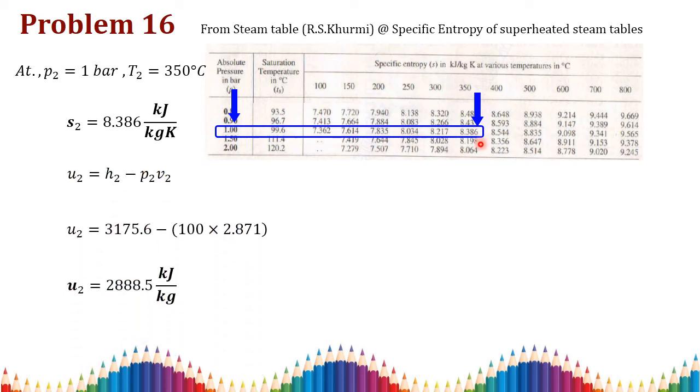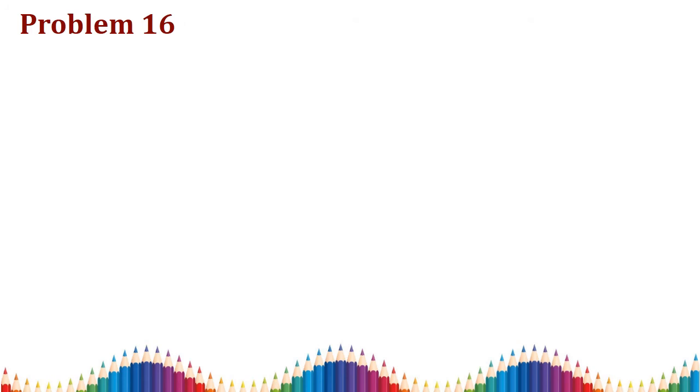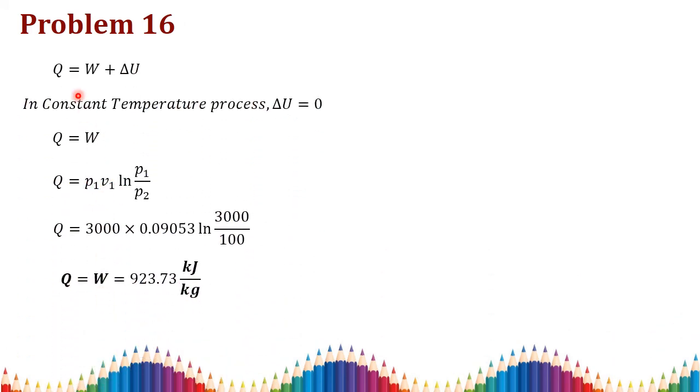And you are going to find U2. So U2 is H2 minus P2 V2. H2 we know, and P2 you have to substitute in terms of kilopascal. You will get U2 as 288.5 kilojoule per kilogram. As a result, you need to find the work transfer. From the first law of thermodynamics, Q is equal to W plus delta U. Since it is a constant temperature process, delta U is equal to 0 because m Cv into T2 minus T1, where T1 is equal to T2, so we can neglect this term. So delta U is equal to 0 here, and Q is equal to W.